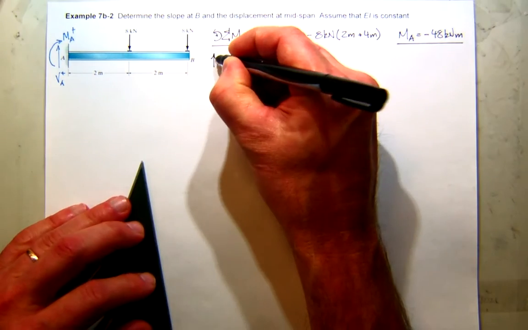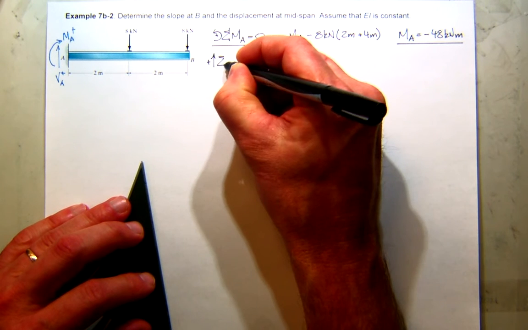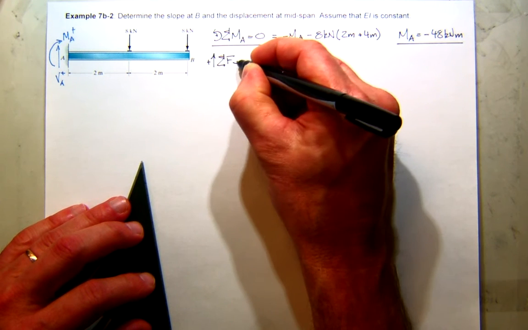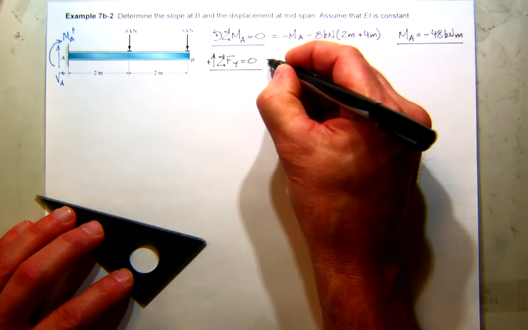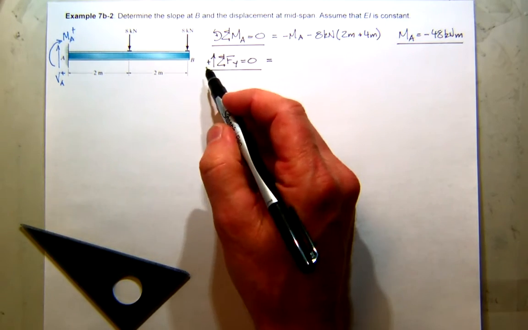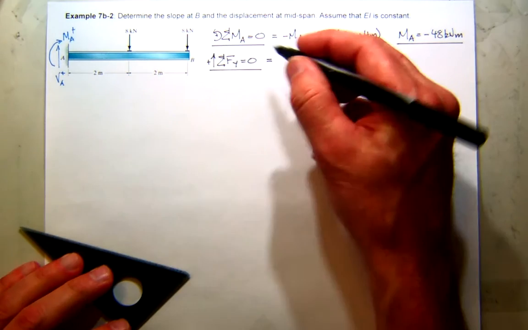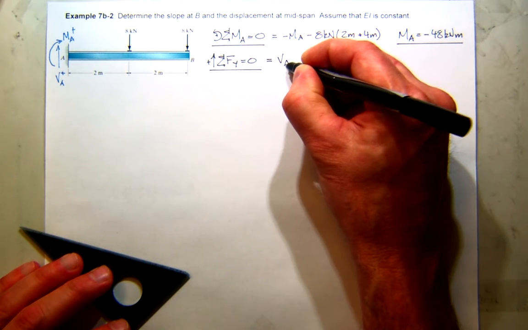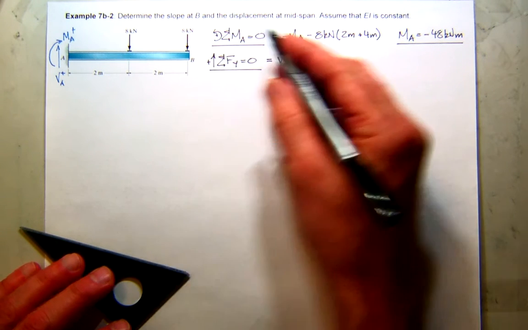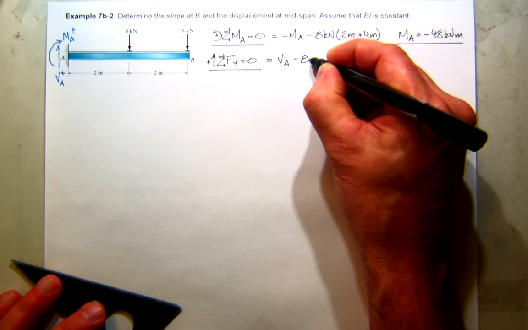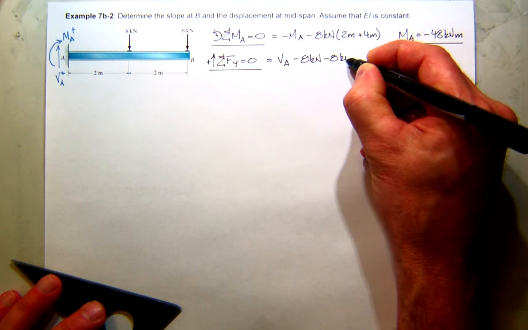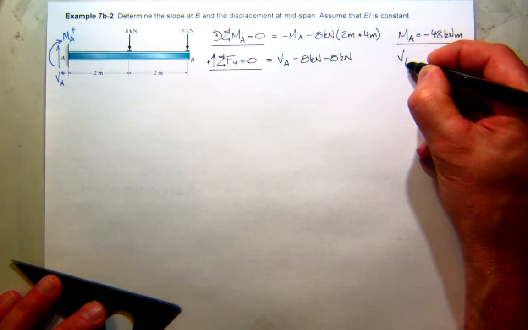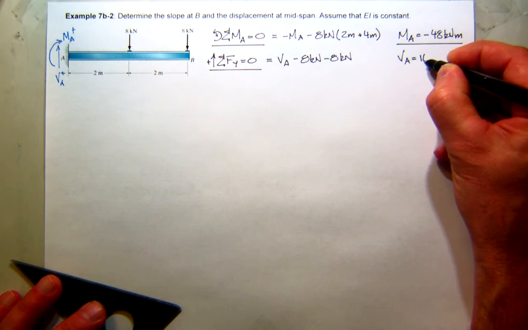The next step would be to find my shear force. So to do that, I'll sum forces in the y direction. There's my equilibrium statement. And in the y direction, I'm going to assume up is positive. So my shear at A is up. That's positive. Both the 8 kilonewton forces are down. So minus 8 kilonewtons minus 8 kilonewtons. So it looks like my shear at A is 16.